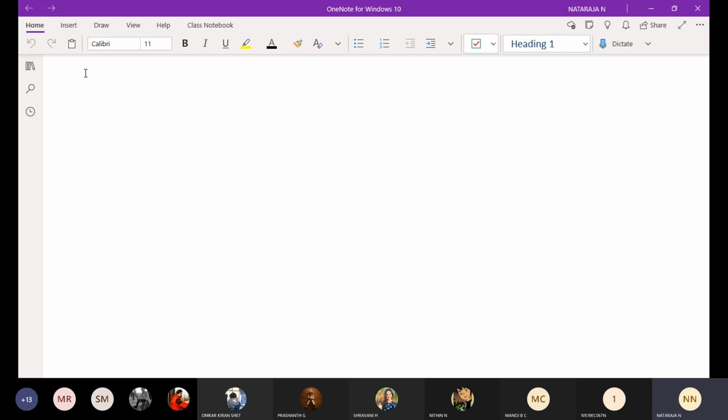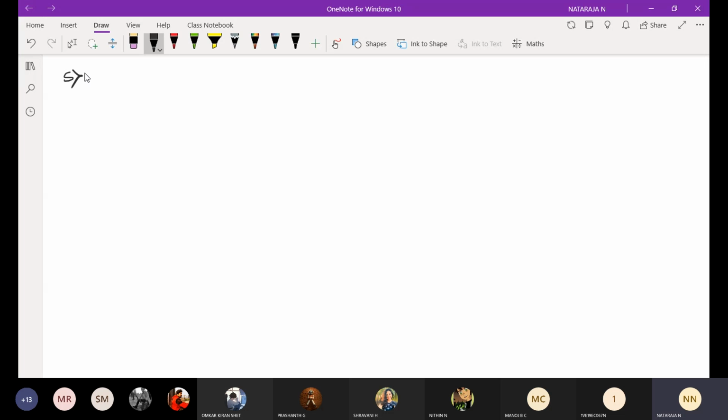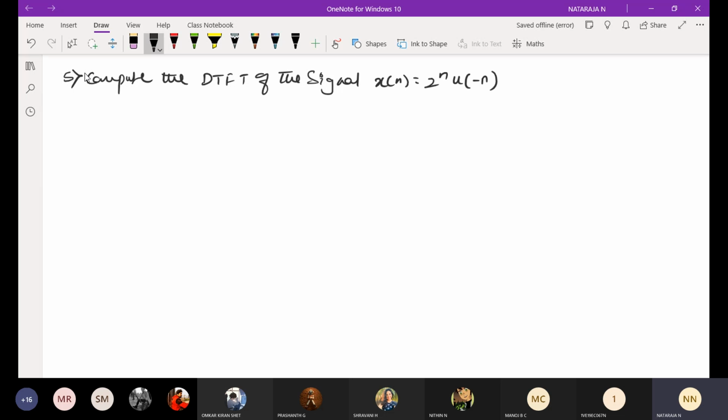Take the next problem. Compute the DTFT of the signal x of n is equal to 2 power n u of minus n.